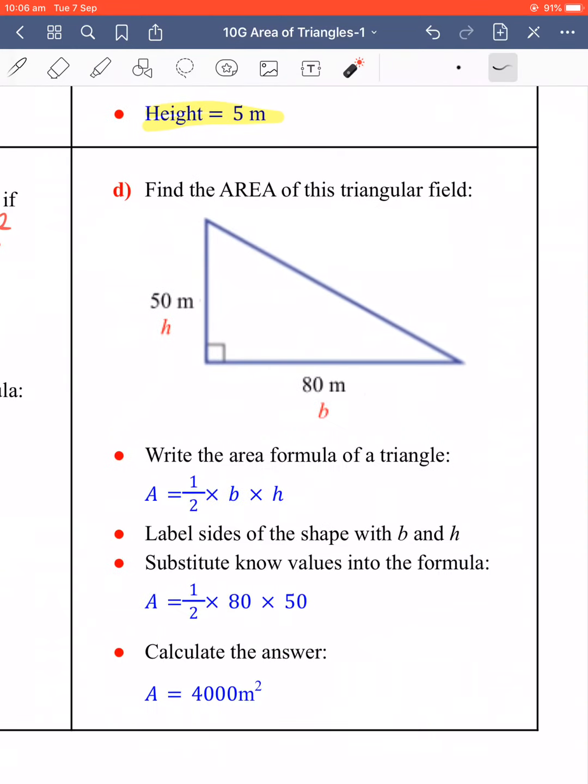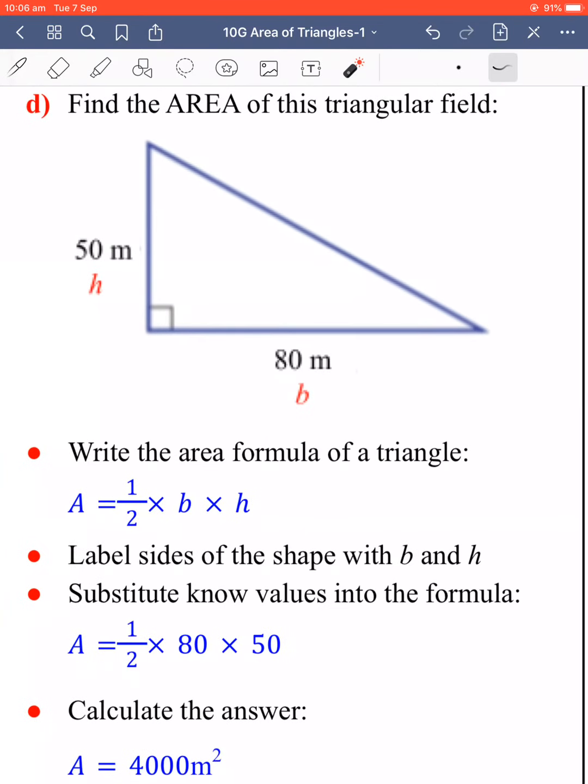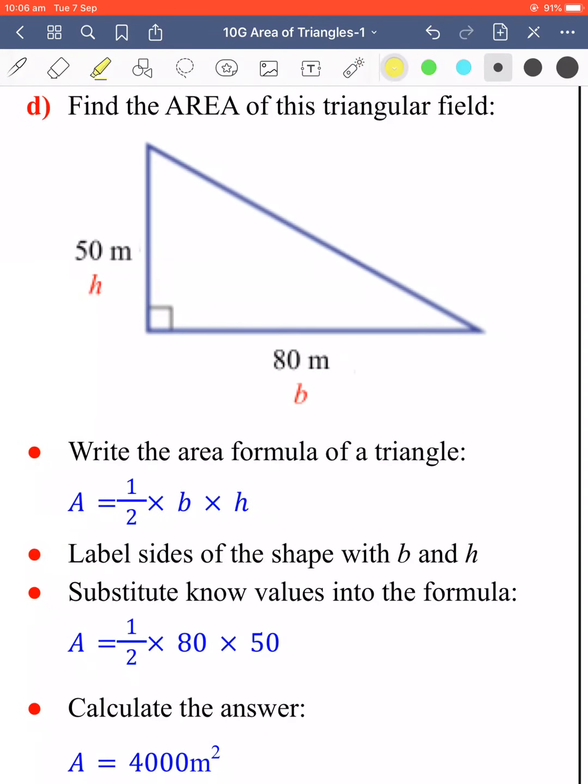Okay, last one for your examples. Again, we are finding our area. So our area, we did it before in blue. So remember, your area is what is inside your shape.